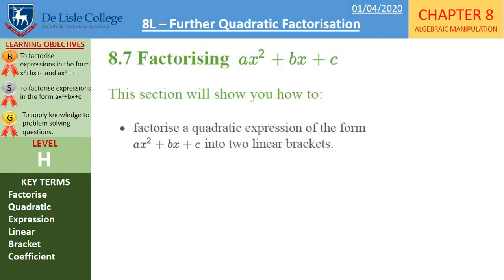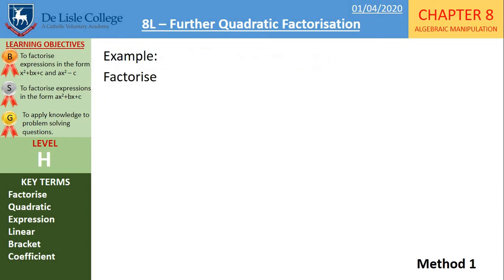Okay, so today we are doing the final topic of factorising quadratics. That is where we have a coefficient of x squared that is not a unit. So we write this as ax squared plus bx plus c. And we're going to factorise quadratics of this format into two linear brackets. So here is an example. There are two methods. We will mostly focus on this first method though.